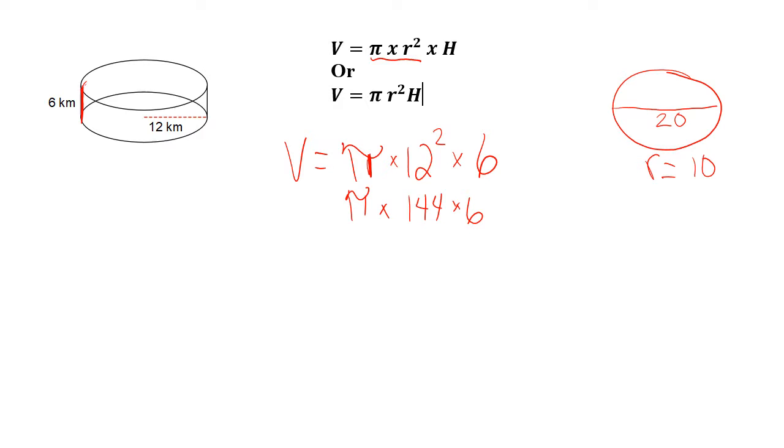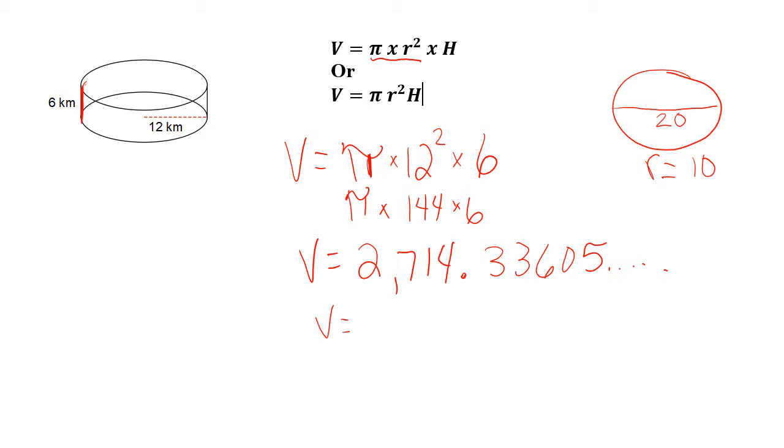So I'm going to go ahead and do that real quick. I go pi times 144 times 6, and I end up getting that the volume is equal to 2,714, and then I've got a bunch of decimals, and the reason is since pi goes on forever, so does this answer actually. So that's why we have to round to the nearest tenth, so it's going to be 2,714 point. Look at your second, the 3 says leave it alone, so 0.3.